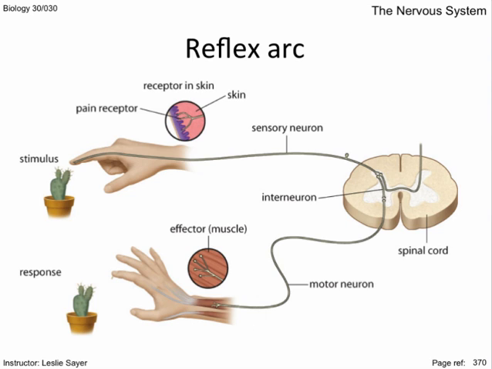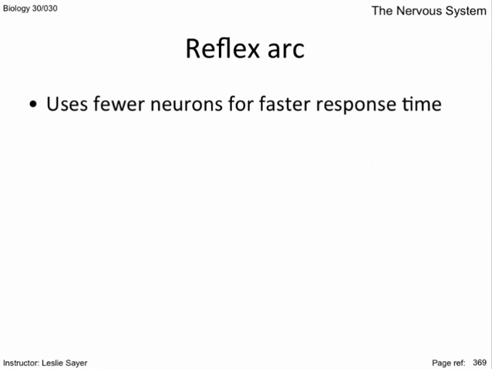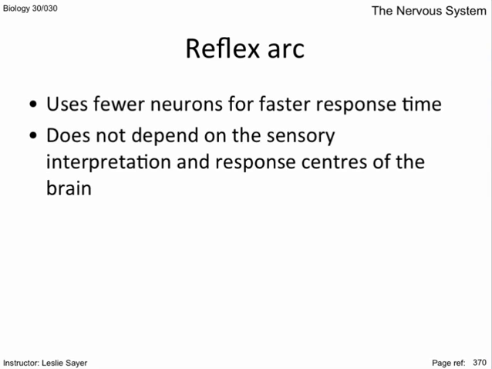Reflexes are useful for defensive actions and blinking and walking. So to summarize the reflex arc, it uses fewer neurons for a faster response time, as quick as 50 milliseconds from stimulus to response. It doesn't depend on the sensory interpretation and response centers of the brain, which is why you would feel the pain after withdrawing a hand from a hot iron, say.